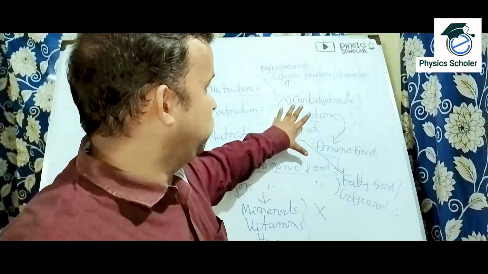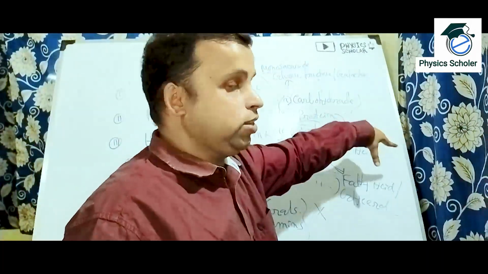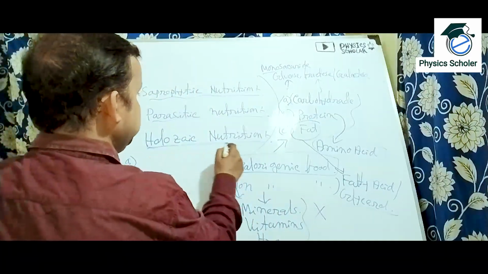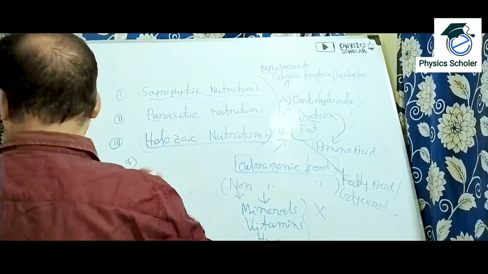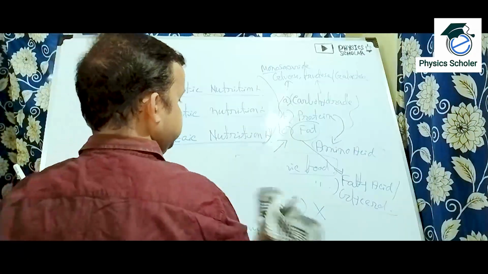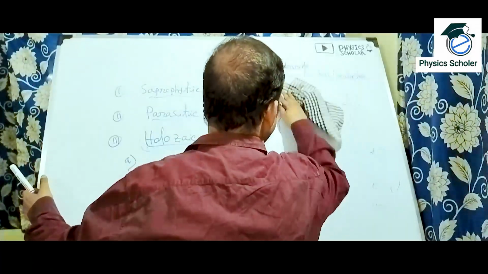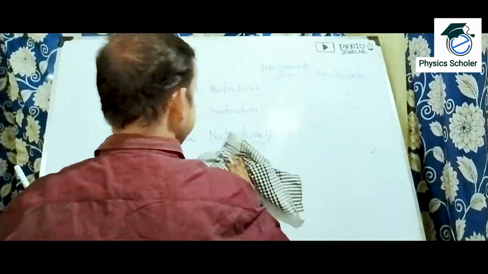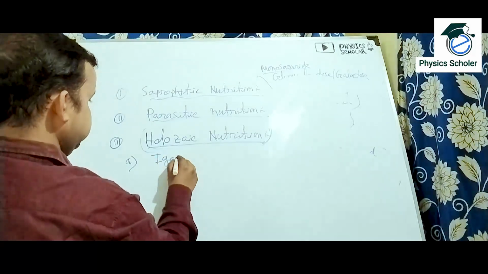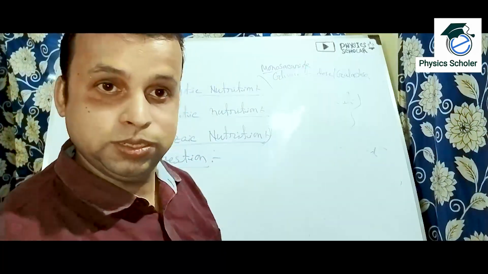So this type of food needs to be digested and converted into the simplest form so that our body can absorb it. It all falls under holozoic nutrition. So what are the steps of holozoic nutrition? The first part is ingestion. It means we have to take the food.